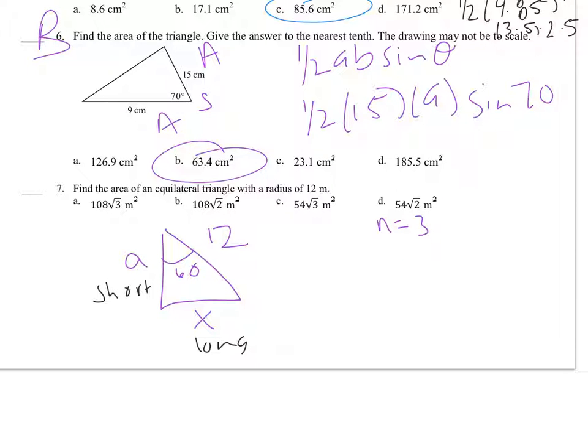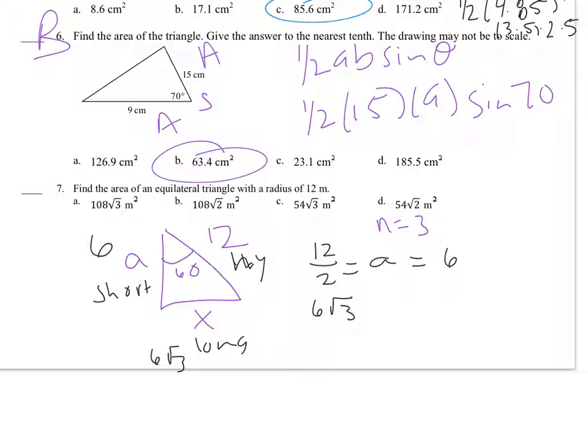So this is my long, this is my short. So I have my radius, that's the same thing as my hypotenuse. So this is where you want to look on your cheat sheet. Your hypotenuse divided by 2 is equal to your short, which is A. So A is equal to 6. My long is equal to my short times square root 3.